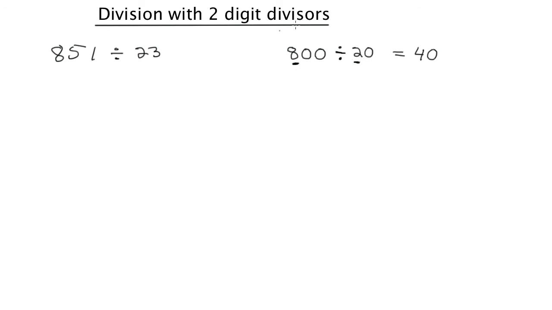That gives me a starting point. It gets me a place where I know what my answer should be. I know what it should look like. 851 divided by 23 is of course not going to be exactly 40, but it'll be near that. That's the first thing that's important.